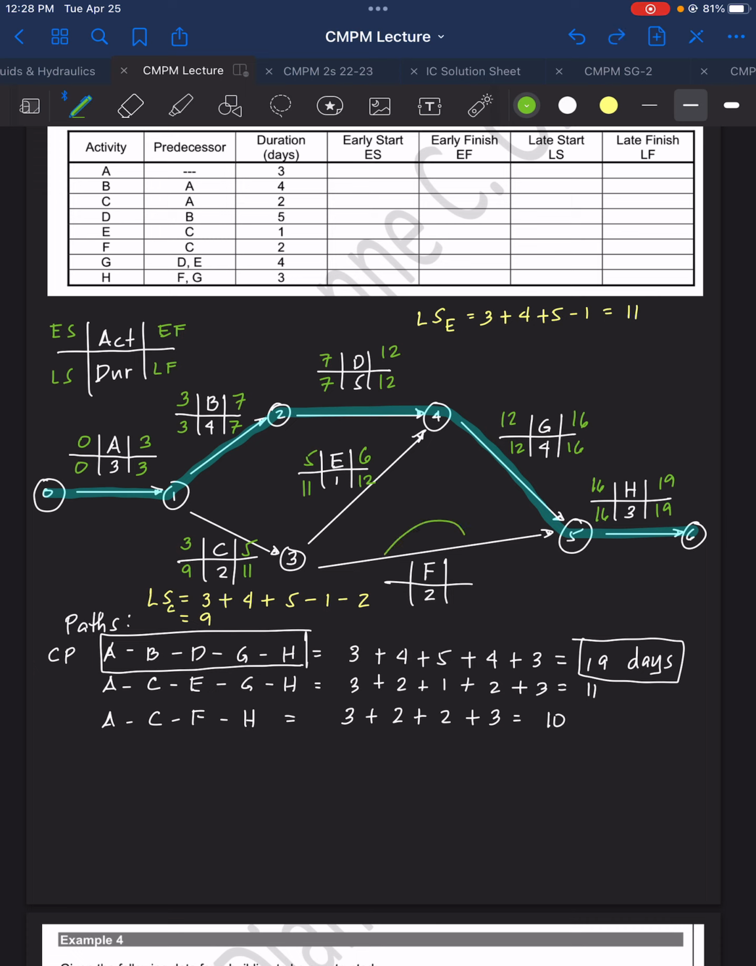Let's go for activity F. Now for activity F to start, A and C must finish. So for F, we will copy the late finish for C, so that is 5.